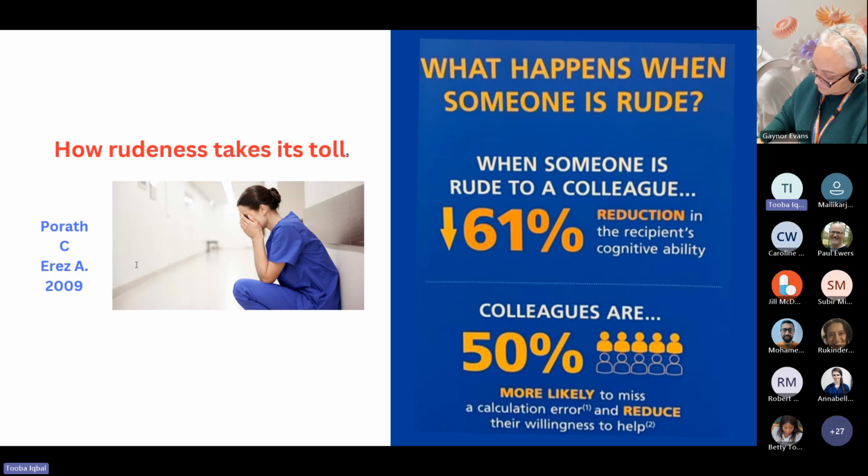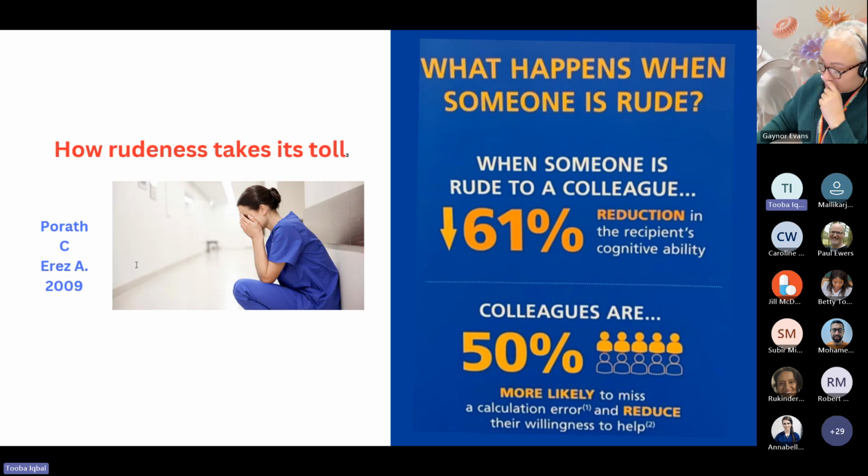Now, what happens to bystanders? When incivility happens, the colleagues are 50% more likely to miss a calculation error and reduce their willingness to help. If we put this number into anesthetics, into what's going on in an operation theater, and if it increases the risk of calculation error by 50%, that is a very dangerous number.